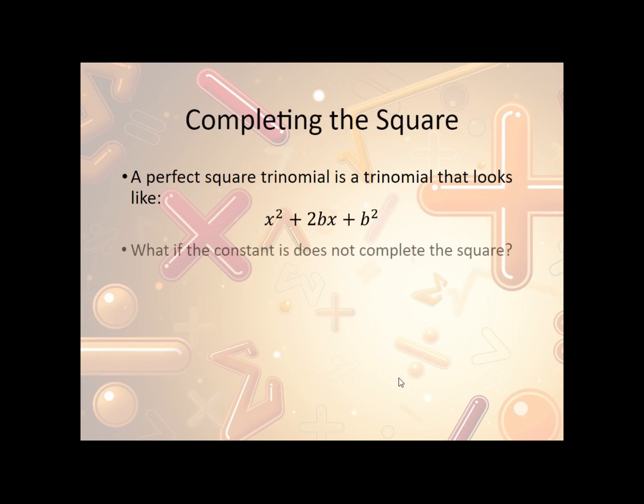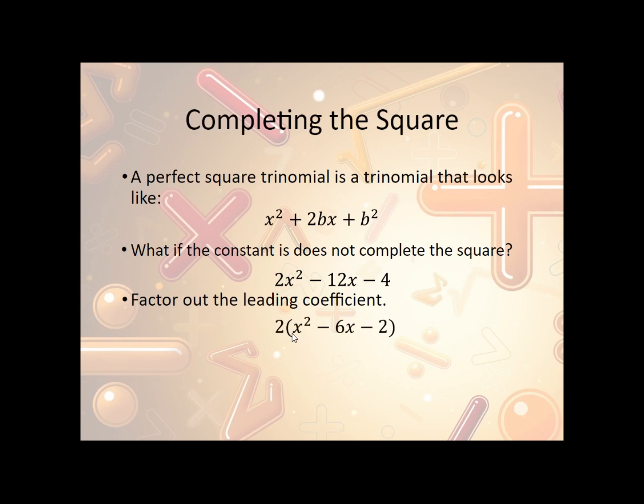We'll look at another example. Now we have 2x squared minus 12x minus 4. So we're going to factor out the lead coefficient because we can't complete the square if there's a number in front. So we're going to divide everything by 2. So now we get 2 times x squared minus 6x minus 2.